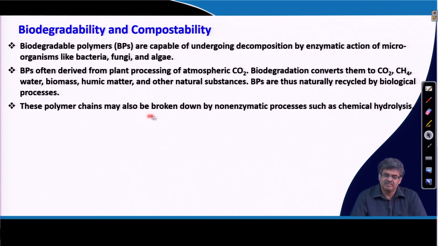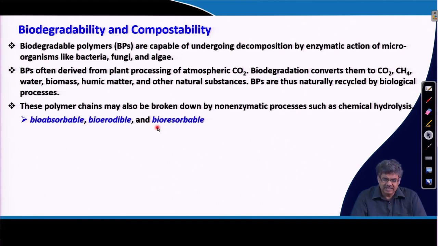These polymer chains may also be broken down by non-enzymatic processes such as chemical hydrolysis, but these are not very commonly encountered by normal plastics, because if they get hydrolyzed in the presence of some chemicals or some non-enzymatic process, then their usefulness will also come down, because during use they will hydrolyze and the properties will degrade. Sometimes these biodegradable terms are replaced with bioabsorbable, bioerodible or bioresorbable materials. All these have similar meaning.